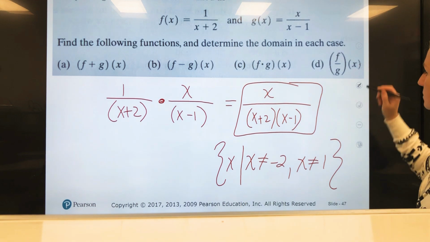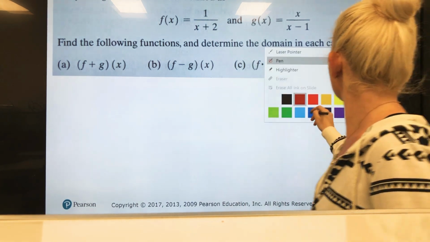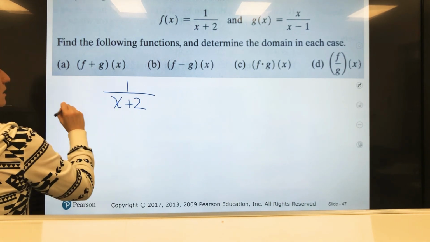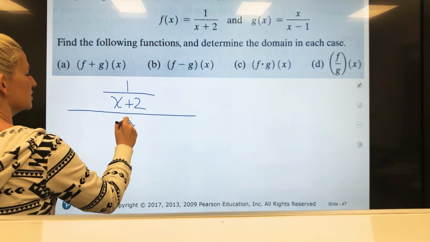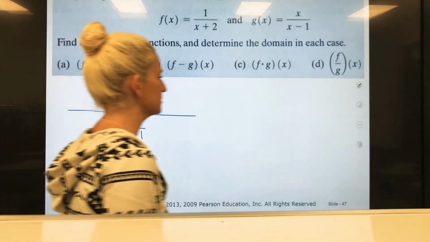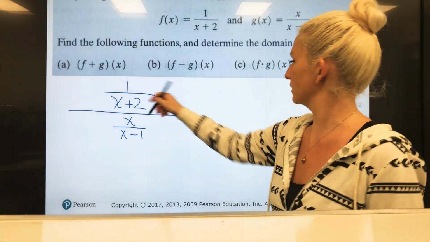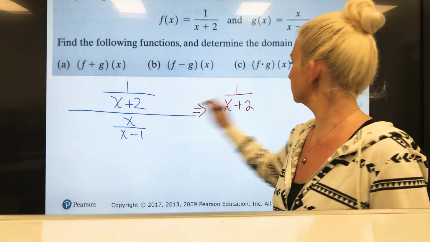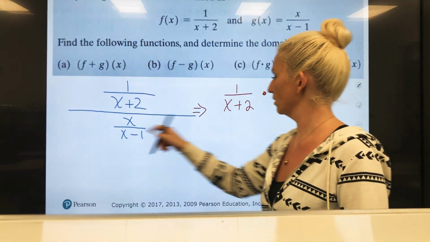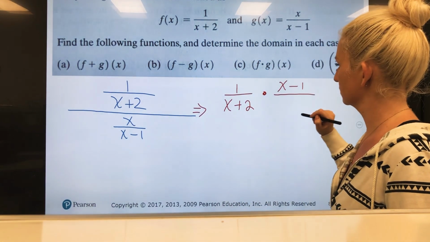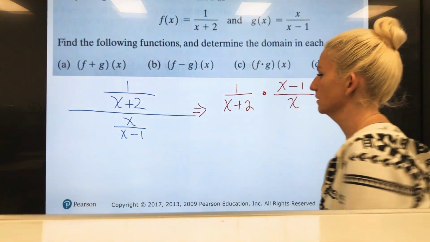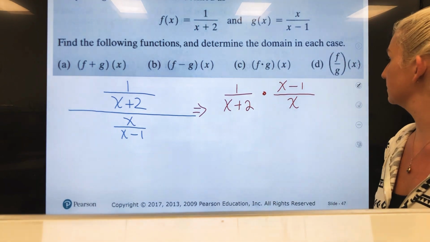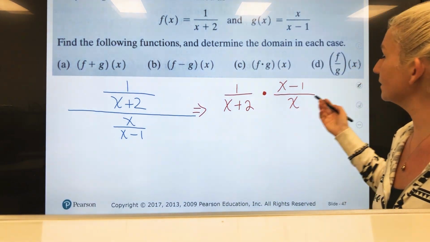Now let's do the division one. I'm sure you had the most questions about that. We're going to go blue. So f over g. I have f of x divided by g of x. Remember, I'm going to multiply by the reciprocal. I'm just flip-flopping, so I have my x now on the bottom and my x minus 1 at the top. And then now you just have multiplication.